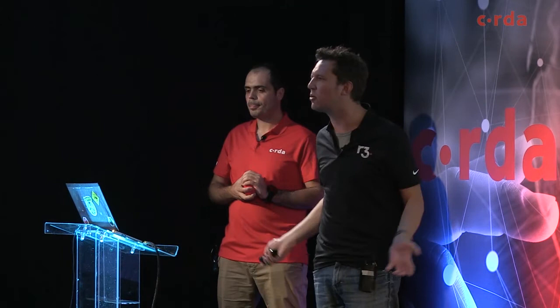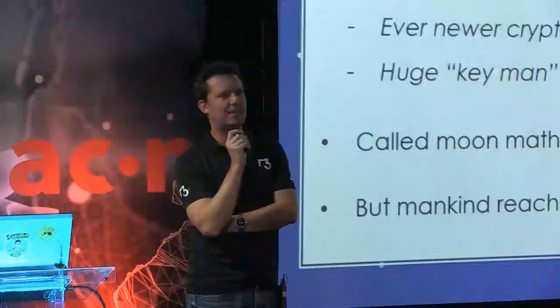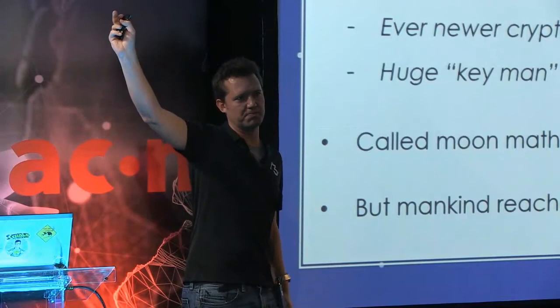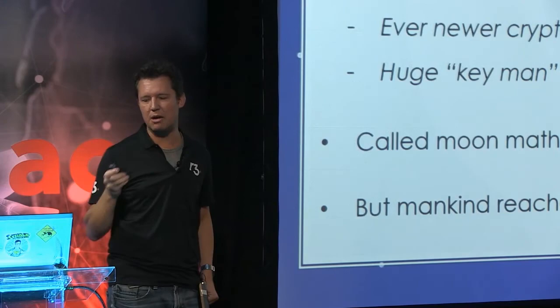Now, I sound down on this, but I'm kind of not. Mankind did reach the moon in the end, right? It took a lot of work, but we put a man on the moon. And this is really hard, it is moon math, but we will get there in the end. Humanity did that, and we will succeed at this too. But the question is, when? And how many people will get blown up along the way?